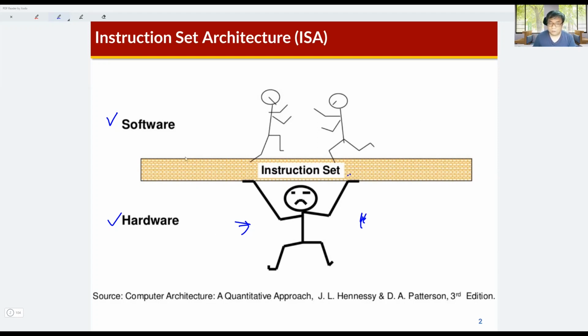And between this software and hardware, there is the instruction set. Okay. That means the instruction set is the interface between software and hardware. But also that means because of this instruction set, the software does not need to understand how hardware works. What does that mean?